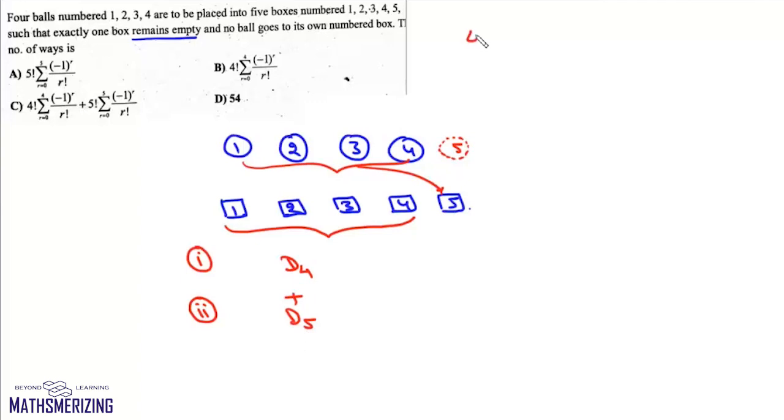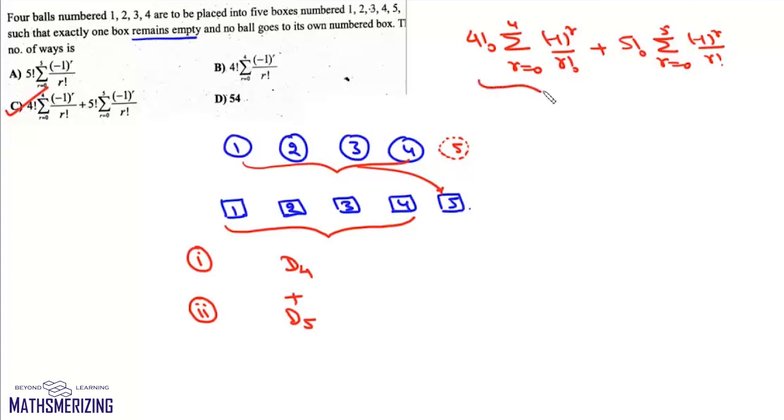Now D4 is nothing but factorial 4 into the summation of (-1)^r upon factorial r, where r varies from 0 to 4, plus D5, which is factorial 5 into the summation where r varies from 0 to 5 of (-1)^r upon factorial r, which is your option C. Now D4 is 9, and we know that D5 is 44. So this value will be 9 plus 44, which is 53. So the only correct option is option C.